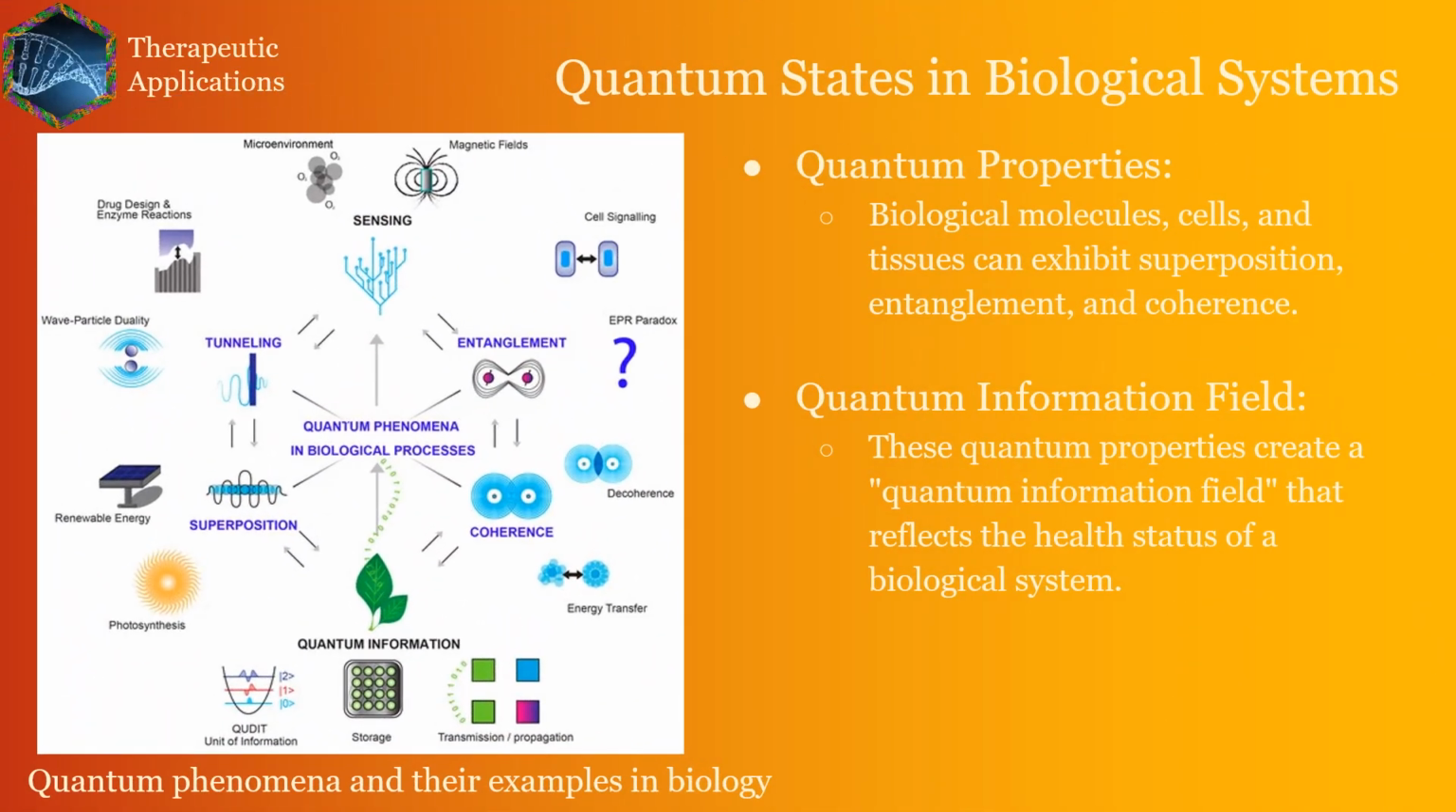Quantum states in biological systems. Biological molecules, cells, and tissues can exhibit quantum properties like superposition, entanglement, and coherence. These properties create a quantum information field that reflects the health status of a biological system.